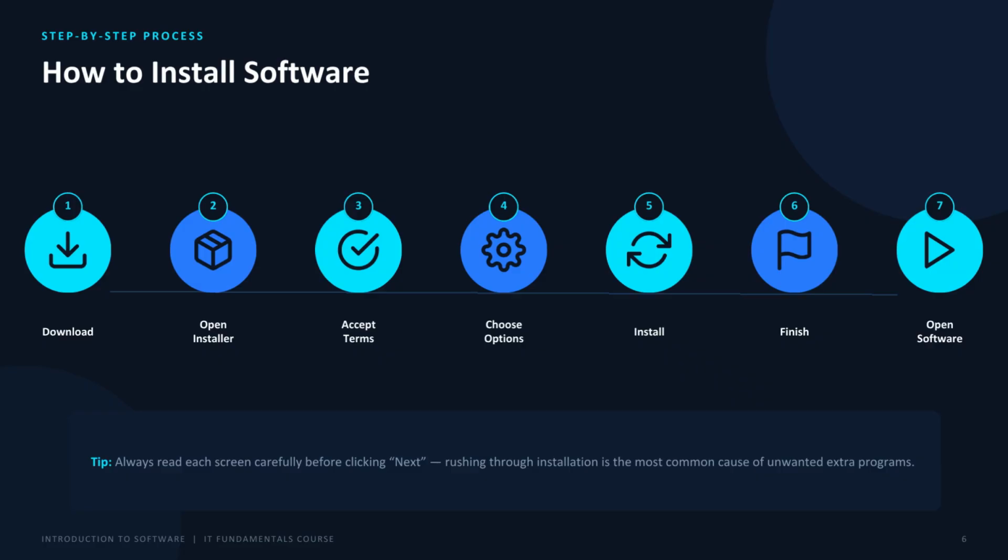How to install software? Step by step process. Download, open installer, accept terms, choose options, install, finish, open software. Tip: always read each screen carefully before clicking next. Rushing through installation is the most common cause of unwanted extra programs.